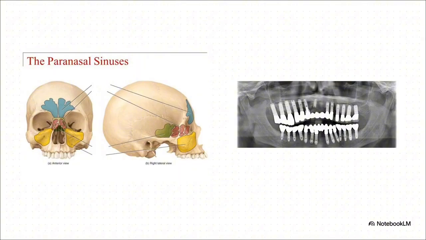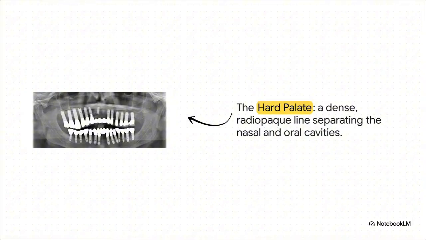See those big dark patches on either side of the nose? Yep, those are your maxillary sinuses. They're just air-filled pockets, so they look radiolucent. Okay, now find that dark nasal cavity again and look at what's separating it from your mouth. See that thick white line running right above the roots of your top teeth? That's your hard palate. It's literally the roof of your mouth. It's a dense slab of bone, so of course, it shows up as a bright radiopaque line.